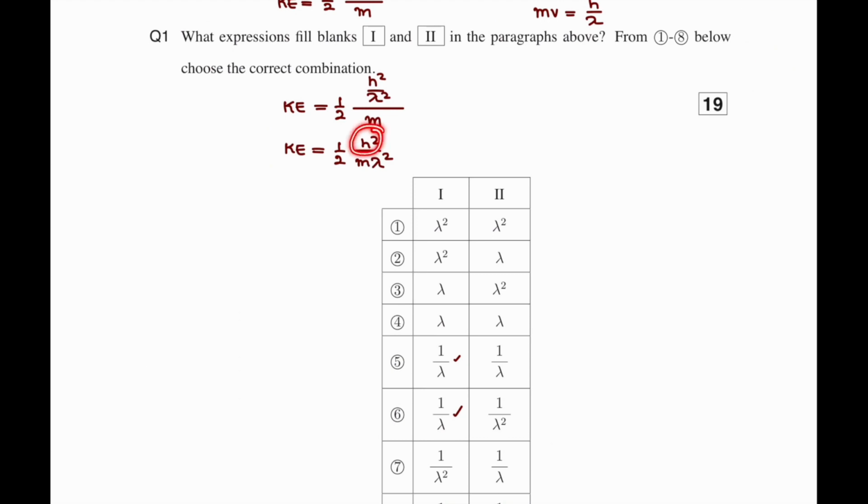Since the Planck constant is a constant number and the mass of an electron is also constant, that means the kinetic energy is proportional to 1 over wavelength squared. That means my final answer for this final question is number 6.